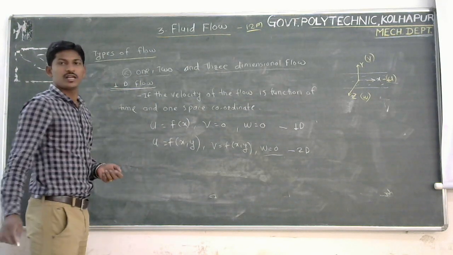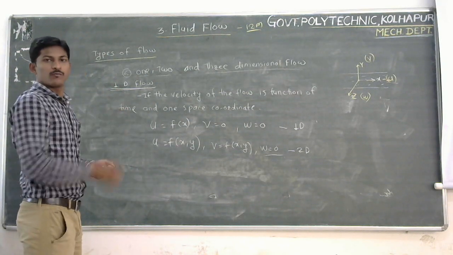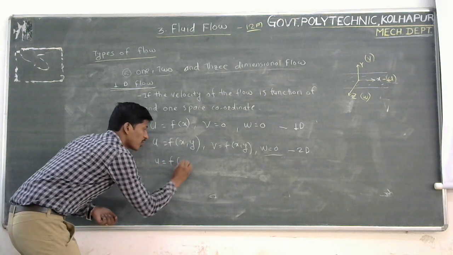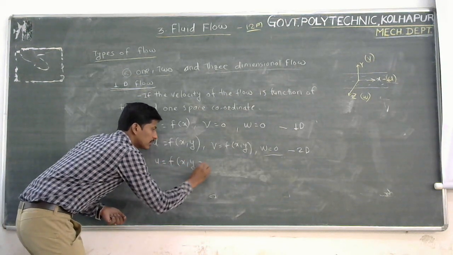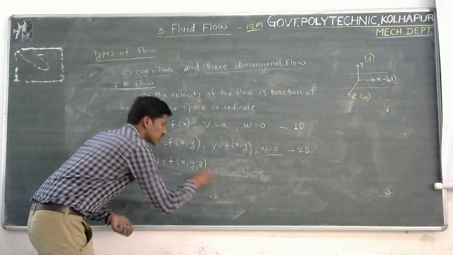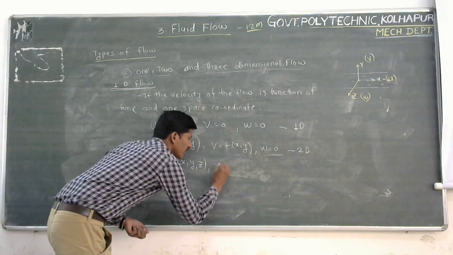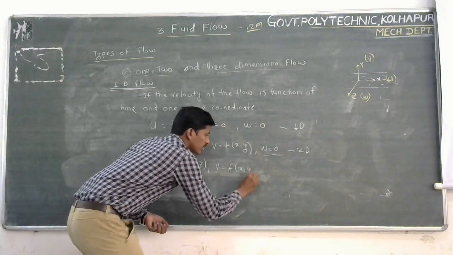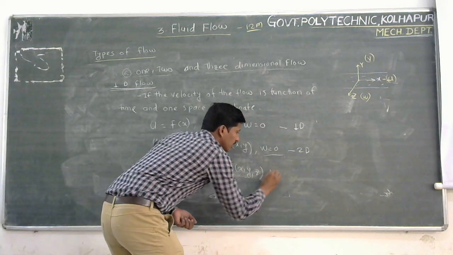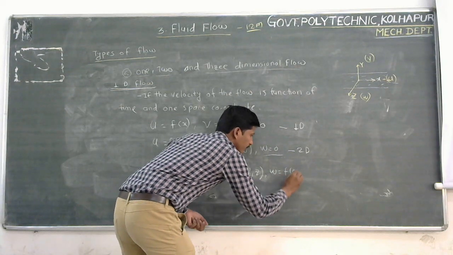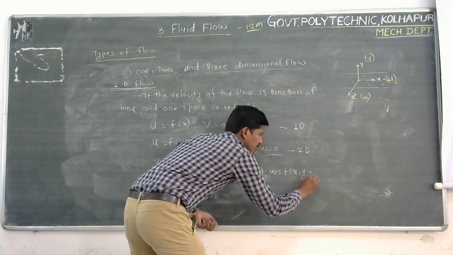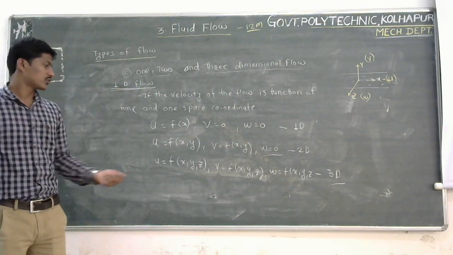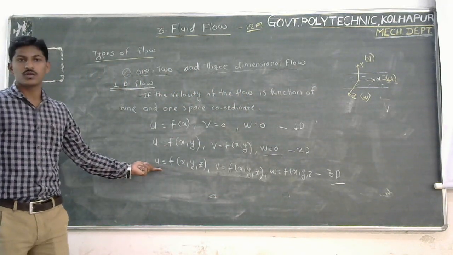Similarly, what is meant by three-dimensional flow? It is that type of flow in which velocity is a function of three space coordinates x, y, and z. Then it is called as three-dimensional flow.